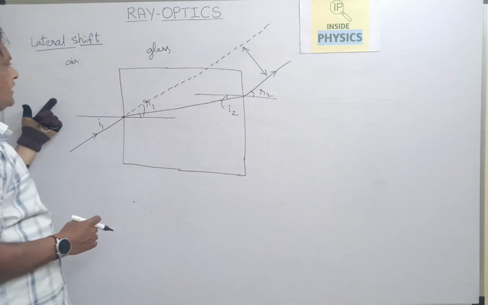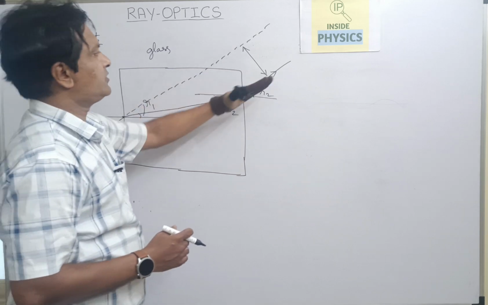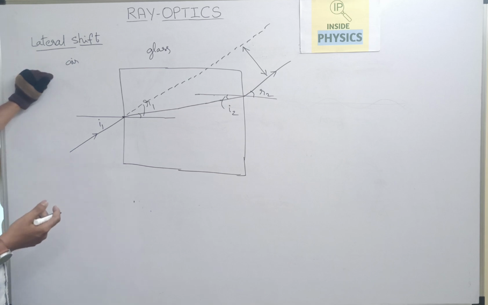When the light is entering from one medium to another medium, it actually deviates from its original path. So we can understand refraction with these kinds of examples.